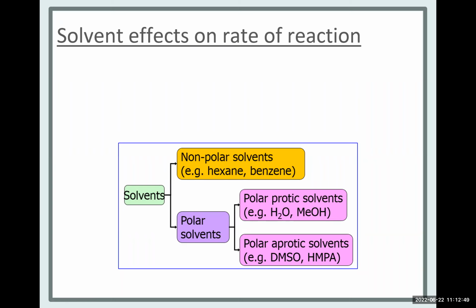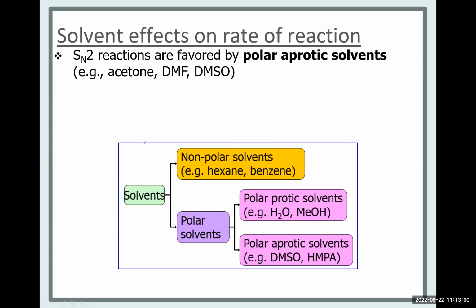And within the polar solvents, there's polar protic, which means there's a hydrogen available for hydrogen bonding, or aprotic, so there's no hydrogen available for hydrogen bonding. SN2 reactions generally are favored by polar aprotic solvents. The big reason for that is, what kind of nucleophile is usually present in an SN2 reaction? Strong. So what does that usually mean? Why is it a strong nucleophile? Is it neutral or negative?